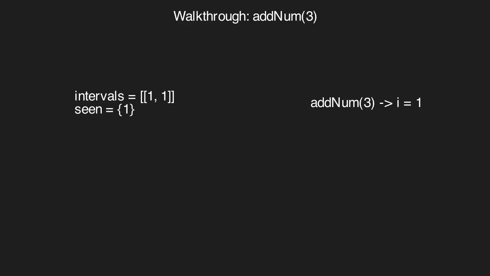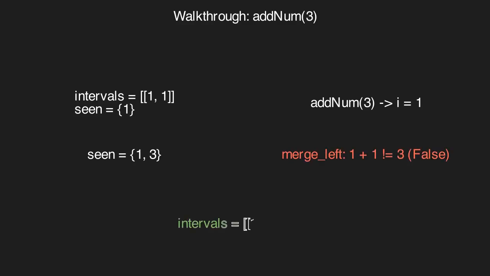Next, we call addNumber(3). 3 is added to the set. We use bisect for [3, 3] within [[1, 1]]. It belongs after the first element, so i equals 1. Let's check conditions. The left neighbor is [1, 1]. Its end, 1, plus 1 is 2, which does not equal 3. Merge_left is false. Merge_right is also false. We insert [3, 3] at index 1. The list becomes [[1, 1], [3, 3]].